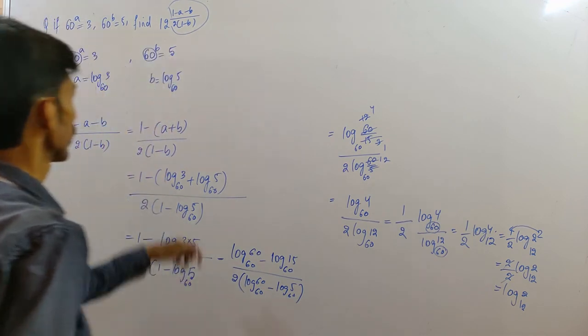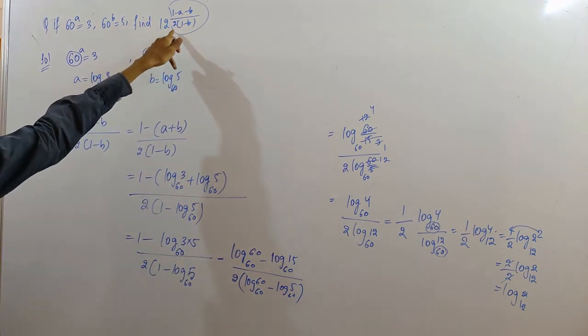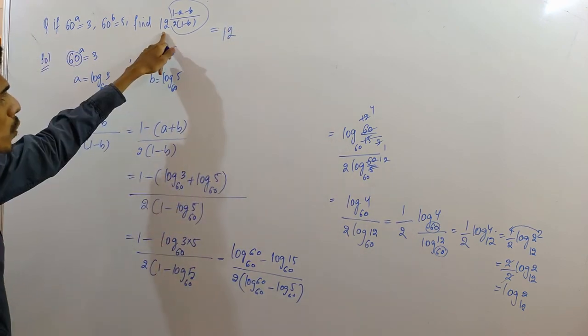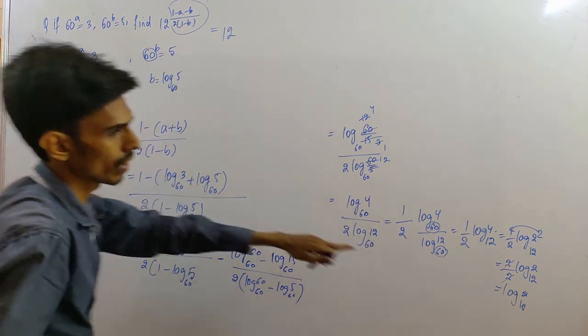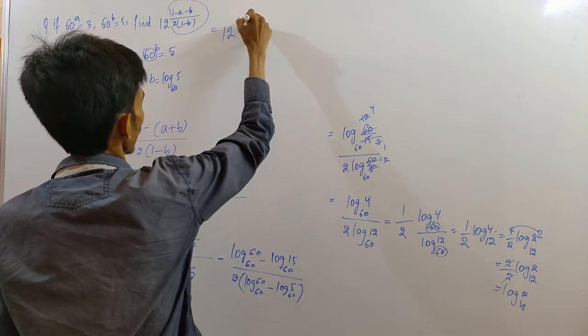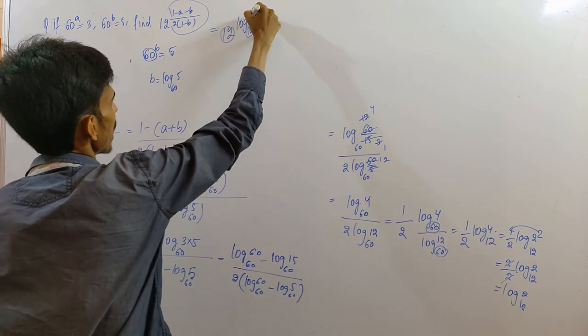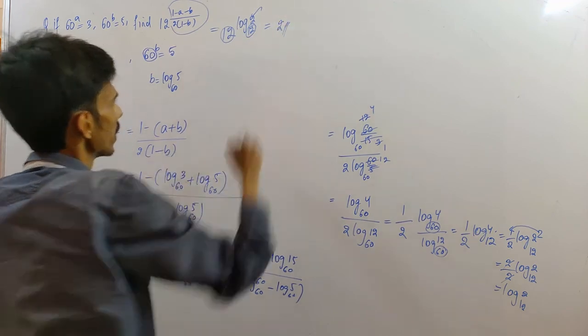This is the value of the power (1 minus a minus b) by 2 into this. We have 12 here, 12 with the power log_12 2. Whenever these two are the same, the answer is the argument, so the answer is 2.